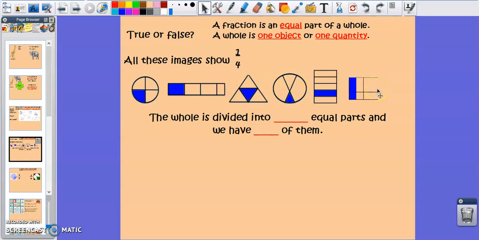Sorry, this one here on the end isn't actually looking very clear at all at the moment. But you can have a good look at these ones particularly. Which ones of these show 1/4? Pause the video and have a go.